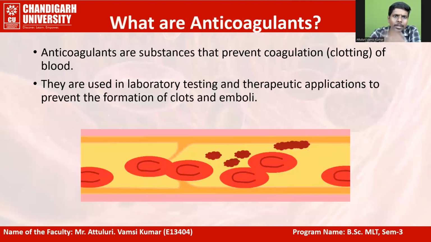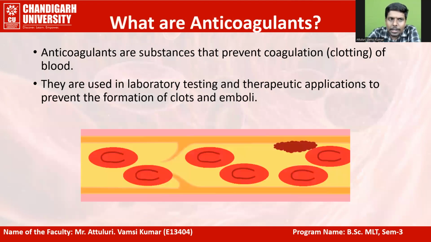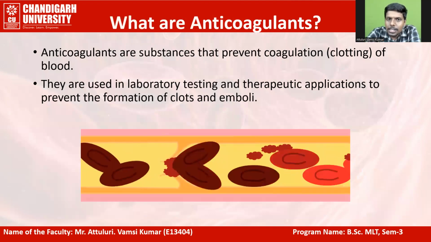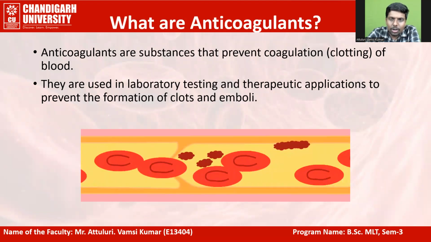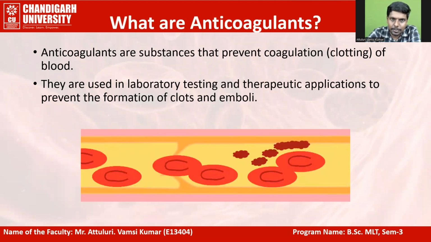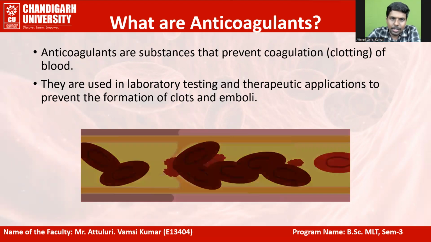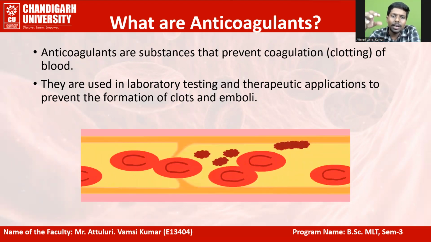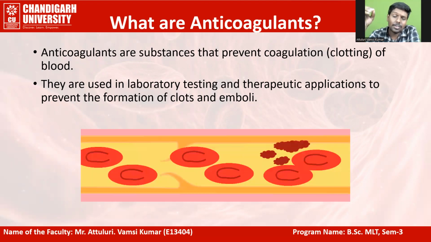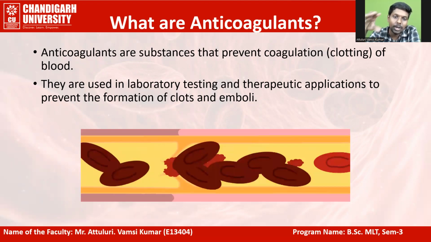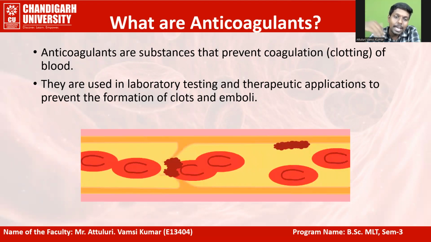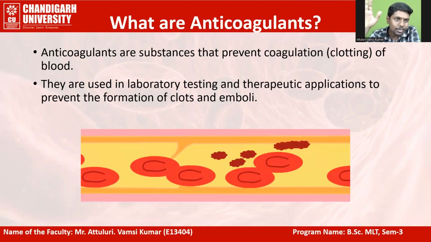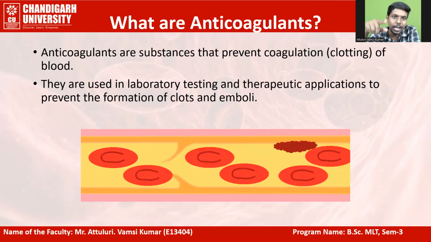Then coming to the basic definition of anticoagulants. Anticoagulants are the substances that prevent coagulation, or that prevent the clotting of blood. They are called anticoagulants. The antonym of anticoagulants will be clot activators. Clot activators will purposefully clot the blood. Upon adding these clot activators, the blood will accelerate in the clotting action. That's a different story. But now we are discussing anticoagulants.